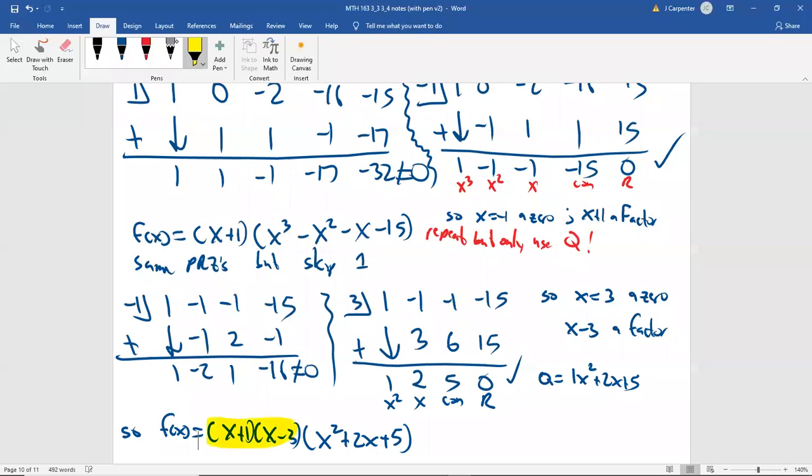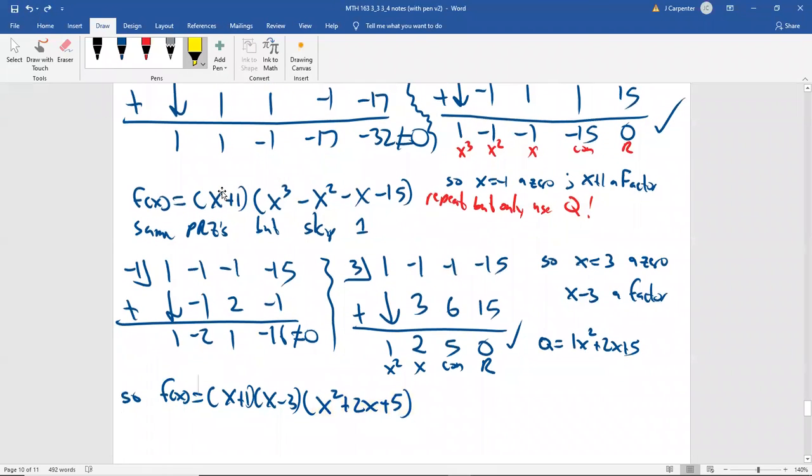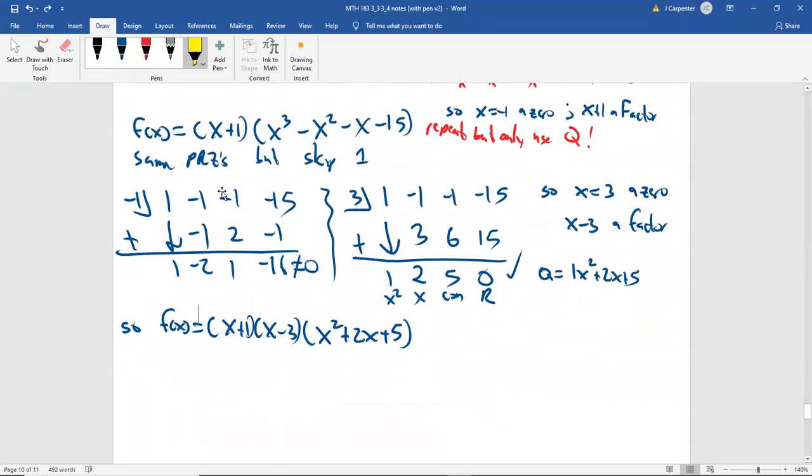We already know everything from these 2 bits. All we're worried about now is this. Now that is quadratic, so while technically, yes, you can continue this possible rational zero process, spoiler alert, you're just going to waste your time, because if you try to factor this, factors of 5 that add to 2 don't exist, it's prime.